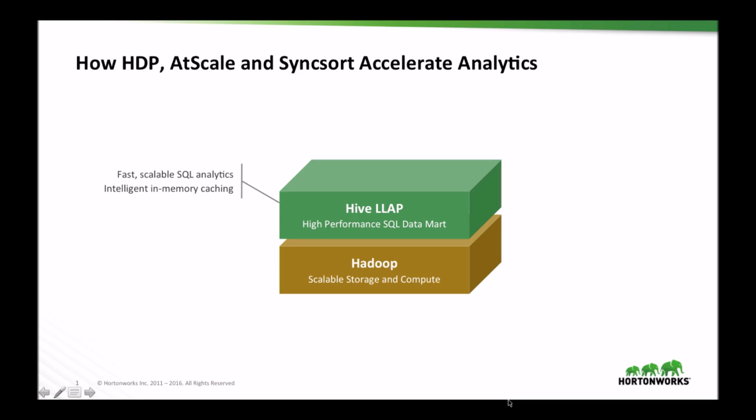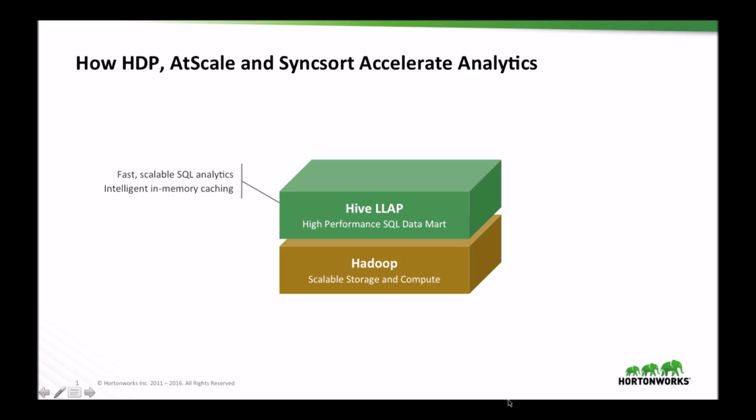In this quick video, we're going to look at how HDP, AtScale, and SyncSort combine to make analytics fast and easy on Hadoop. People use Hadoop because they want analytics on big data, but they want it to be fast and they want to use their favorite tools to do it. In Hadoop, Hive with LLAP in-memory caching creates the core foundation of fast SQL that scales to any data size.